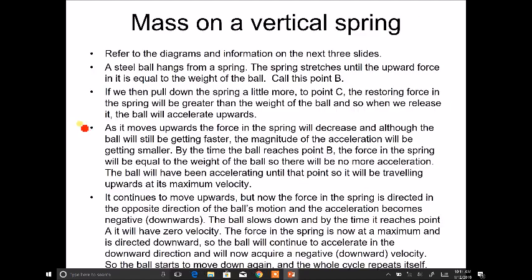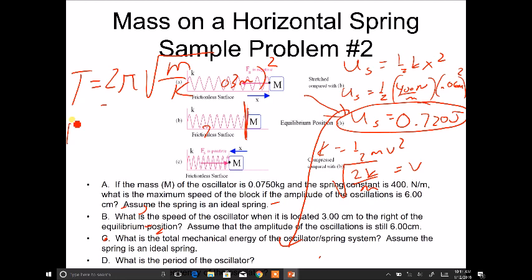So our period in this case is going to be equal to 2 pi times the square root of the mass of our oscillator, 0.0750 kilograms over k for our spring, and here k is the spring constant of 400 newtons per meter. So if we do the math, 0.075 divided by 400, let's take the square root of that quantity and then multiply by 2 pi.